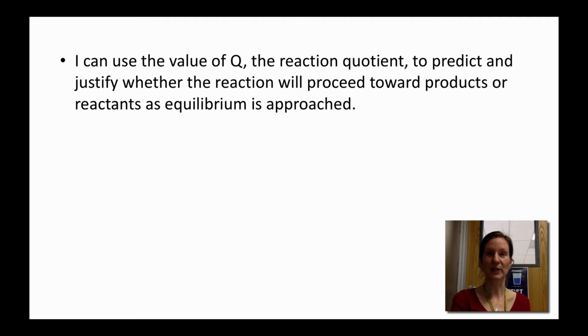This video will focus on the learning target. I can use a value of Q, which is called the reaction quotient, to predict and also justify whether a reaction will proceed towards the products or towards the reactants as equilibrium is approached.